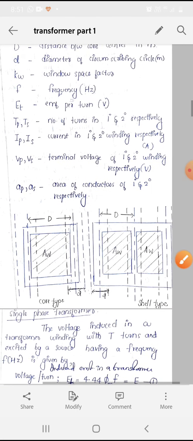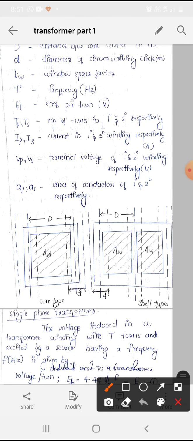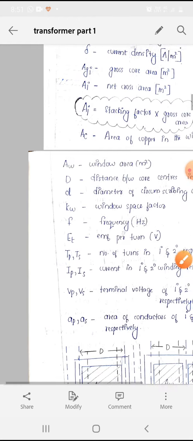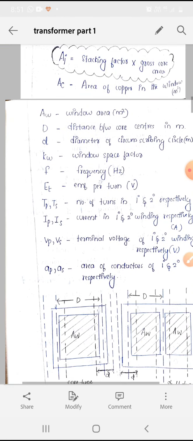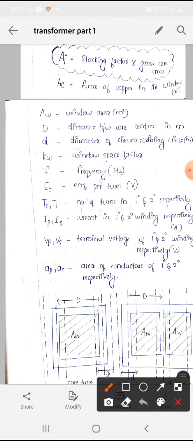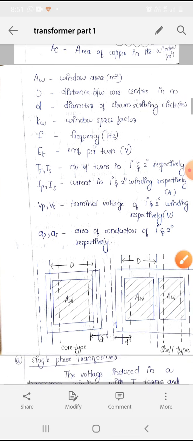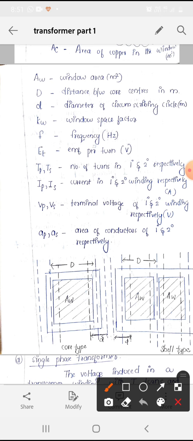So let's familiarize the core type and shell type. This is the Aw, that is the area of window. So window area is Aw, and capital D, as you can see, is from here to here. Capital D is the distance between core centers in meter, and small d is the diameter of circumscribing circle.